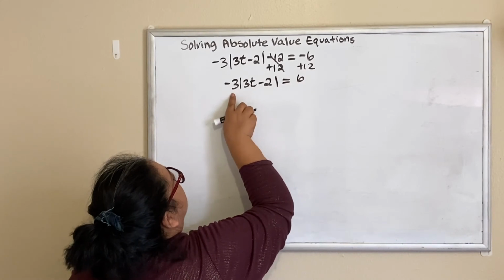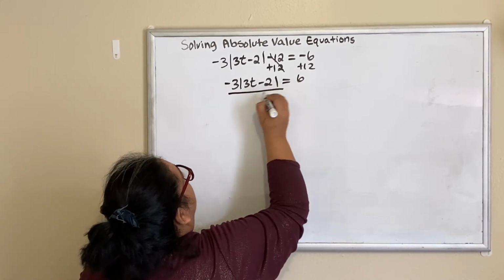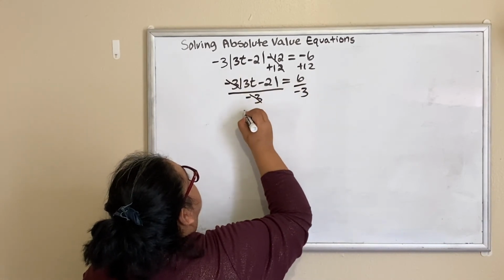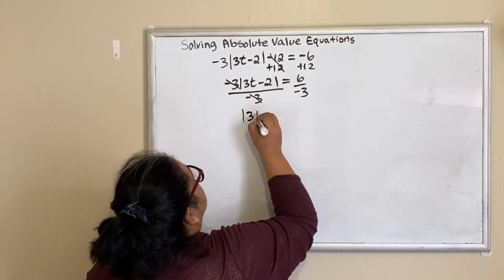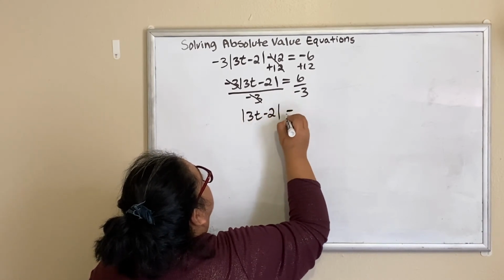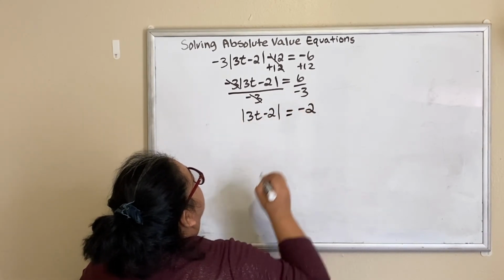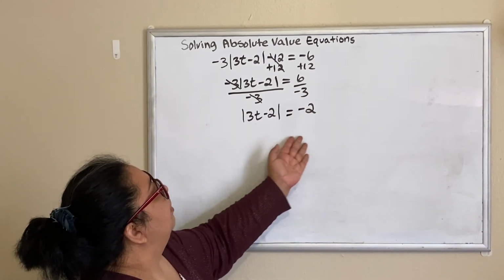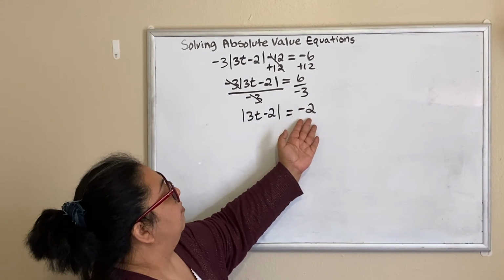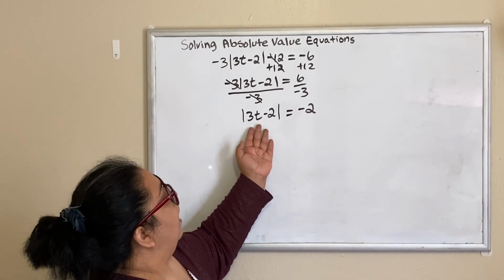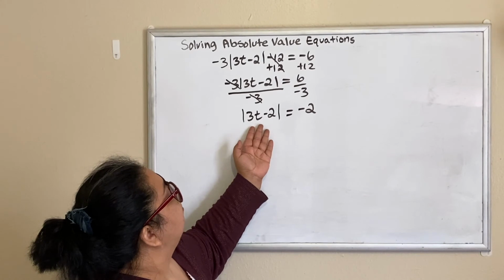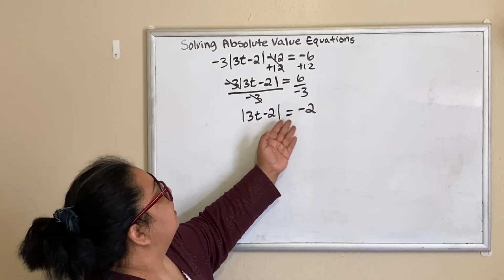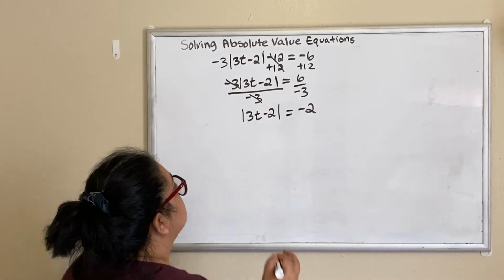And now we need to get rid of this times the -3. So we're going to divide both sides by -3. That's going to reduce our 3's. And we get the absolute value of 3t minus 2 equals -2. So now my absolute value is isolated. However, it equals a negative number. And remember, the absolute value is a positive number. It cannot equal a negative. If it equals a negative, that doesn't make sense. That's a false statement. So this is no solution.